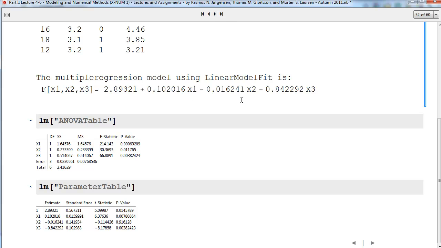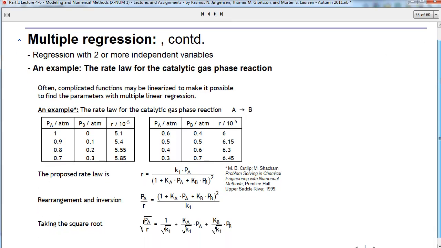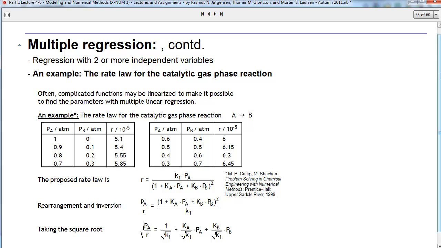But now it's multiple linear regression, so you have in fact been doing that for quite a while, but now it's independent parameters. There's an example here I used from the former lecture notes, where you have the rate law for the catalytic gas phase reaction, and you know, I'm not a chemist, so I cannot tell you so much about this.